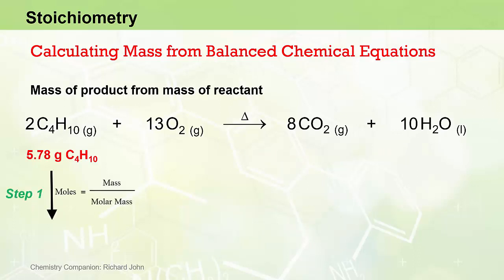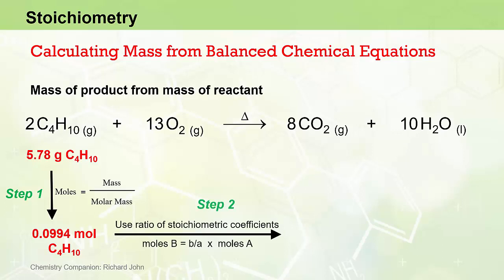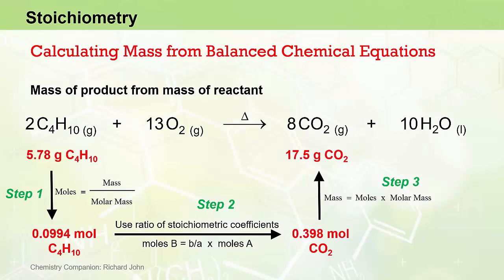So we started with our 5.78 grams of butane. In step 1, we calculated the moles of butane and found that to be 0.0994 moles. In step 2, we used the ratio of the stoichiometric coefficients to calculate the moles of carbon dioxide, being 0.398 moles. And finally, in step 3, we converted the moles of carbon dioxide to mass of carbon dioxide by using the rearranged molar mass equation, and we found that to be 17.5 grams of carbon dioxide.